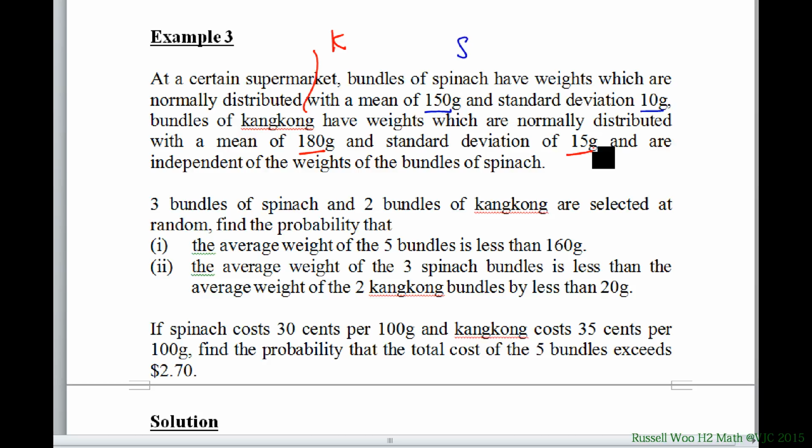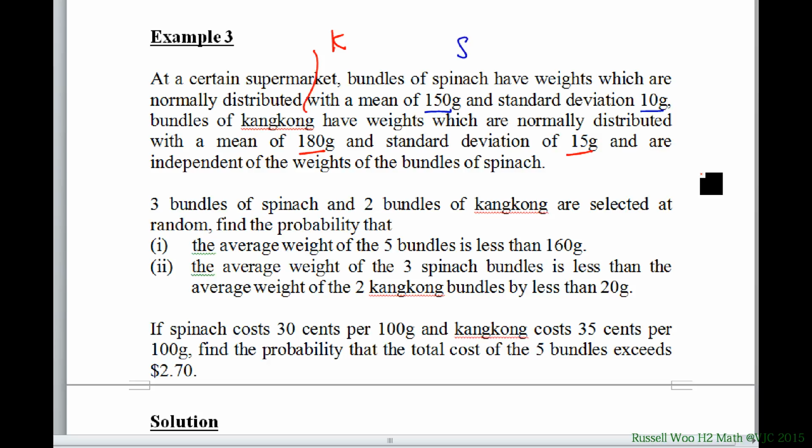These are little notes that you can make, then later on when you define your problem, it becomes easier. Now we have 3 bundles of spinaches, 2 bundles of kangkong. Now we mix them together, find the probability that the average weight of 5 bundles of vegetables. I want to remind you again of your beef steak problem.